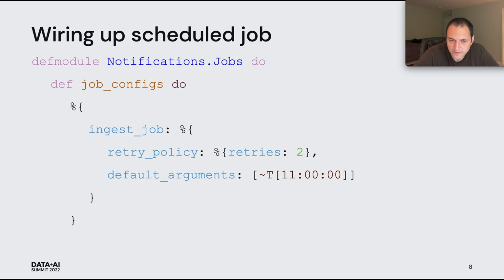And then that defines itself a map. It's a key value pair itself for retry policies, how many retries are allowed before it actually fails. And then the default argument. So we have 11 a.m. as the date for the runtime, I guess.